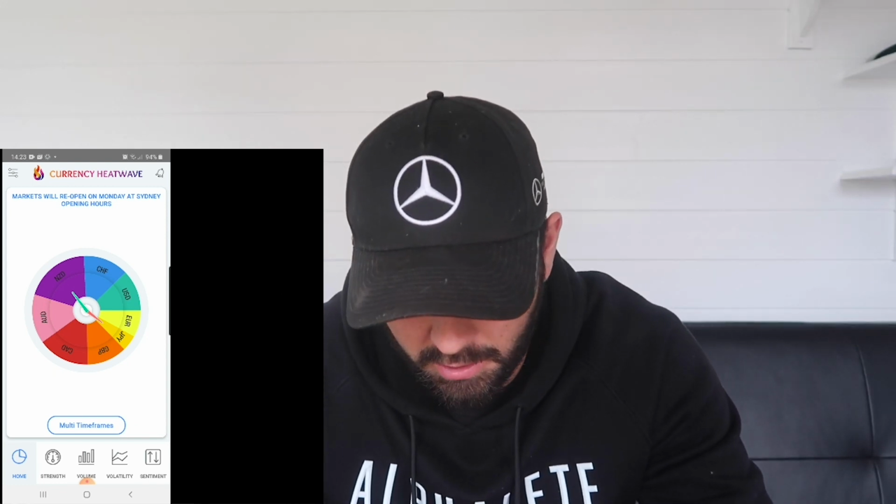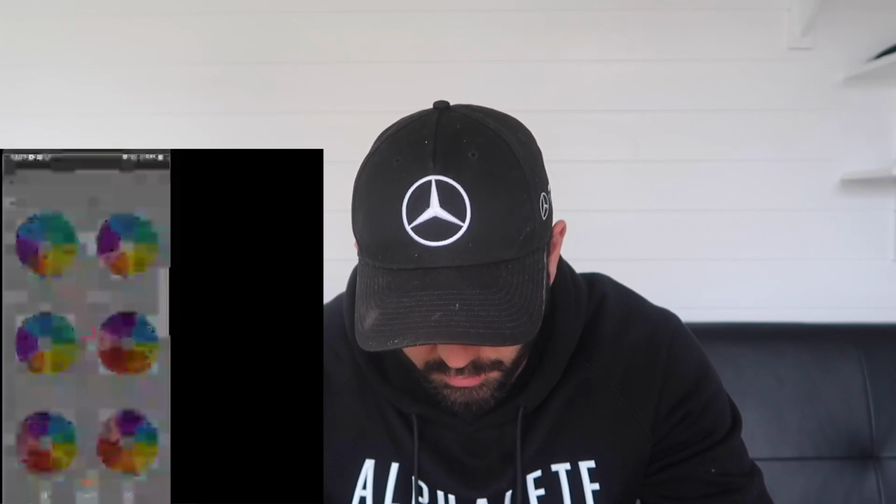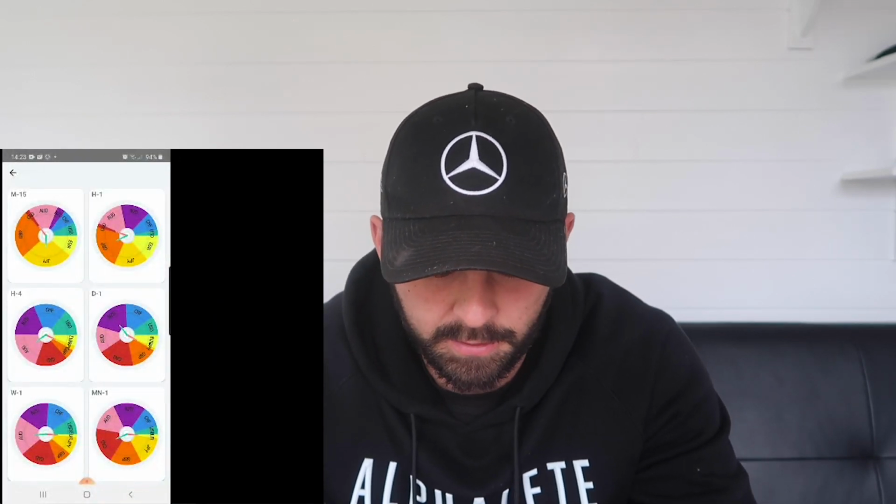Okay guys, so we're on my phone. We're on the Currency Heatwave app. Now this app, a lot of people say you can do strategies with this app. You can do scalping, because as you can see on my chart now, you got multiple time frames. So you got the 15-minute, the hour, the 4-hour, the daily, the weekly, and the monthly.